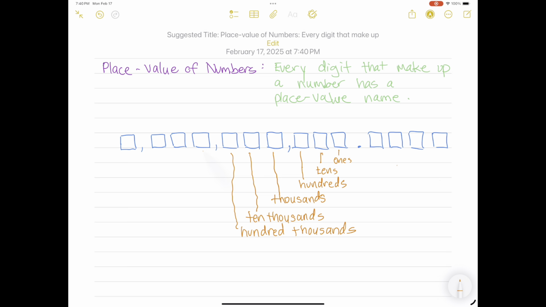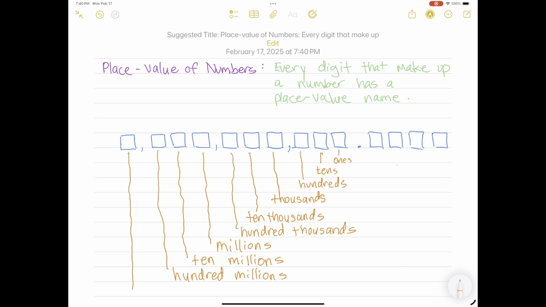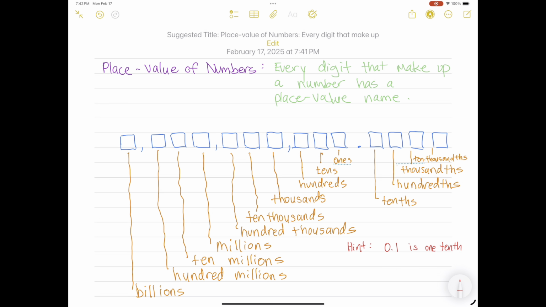Next to that is millions. To the left of the millions is 10 million. To the left of 10 million is 100 millions. And to the left of 100 millions is the place value for billions. Immediately to the right of the decimal point are the tenths. Next to the tenths are the hundredths. Next to the hundredths are the thousandths. And next to the thousandths are the 10,000ths.